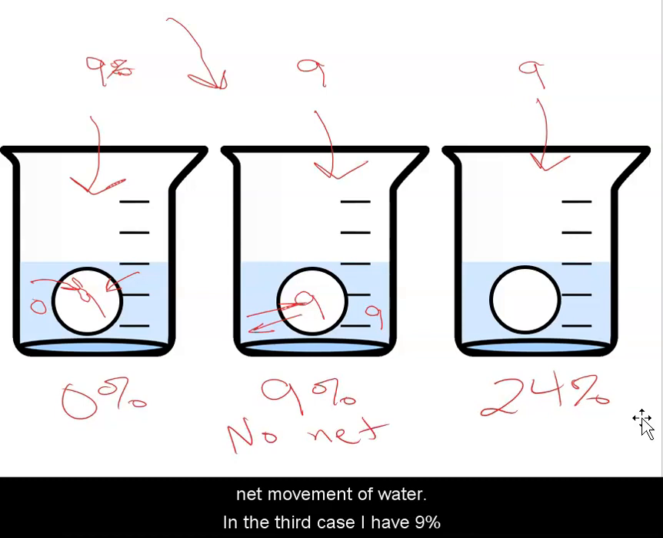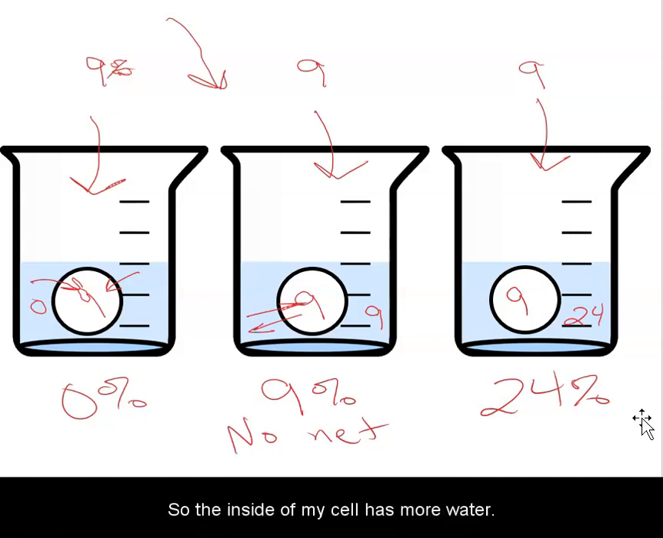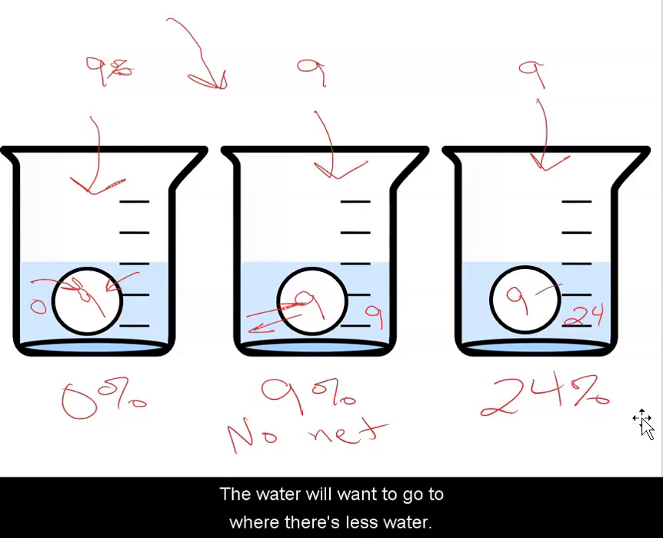In the third case, I have 9% inside and I have a much higher concentration of solute outside. Well, if there's more solute out here, that means there's less room for water. So the inside of my cell has more water. The water will want to go to where there's less water.